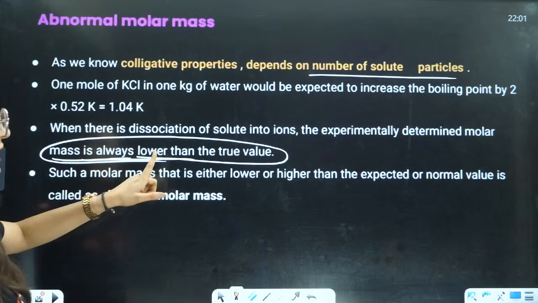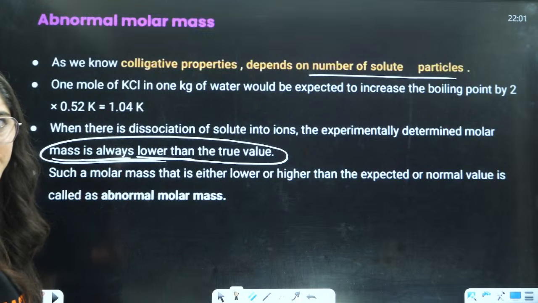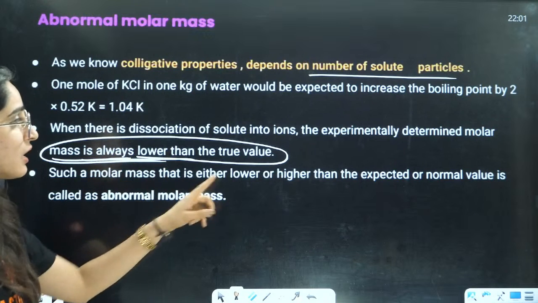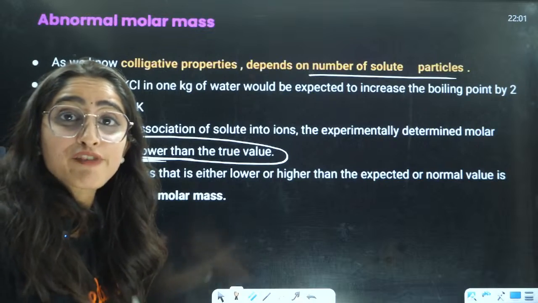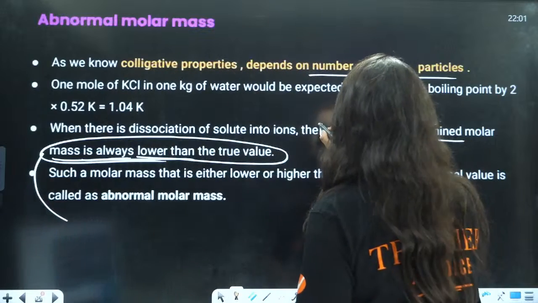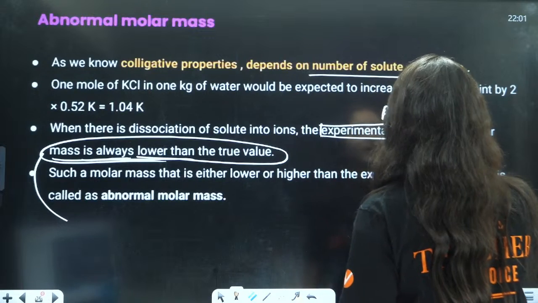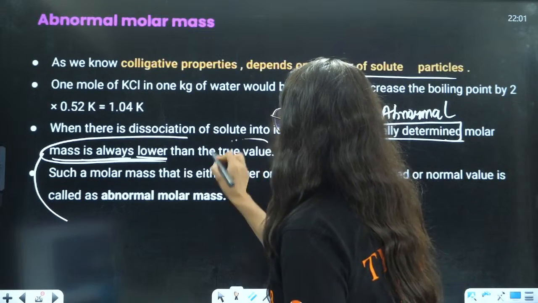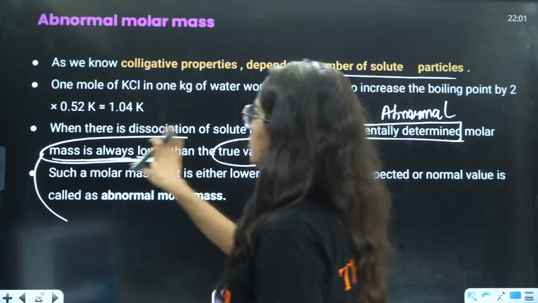This is the same thing they are telling you: that your experimentally determined molar mass is always lower than the true value. Experimentally determined means what we have calculated from colligative property, right? That means they are talking about the abnormal mass. And true value means they are talking about the normal mass that you will calculate from the formula itself.